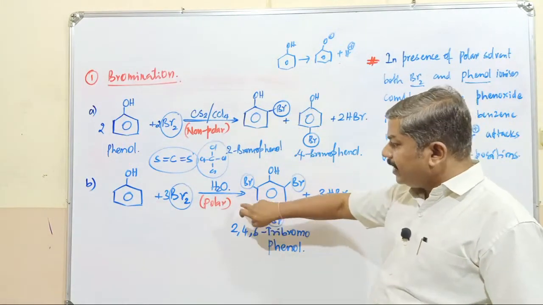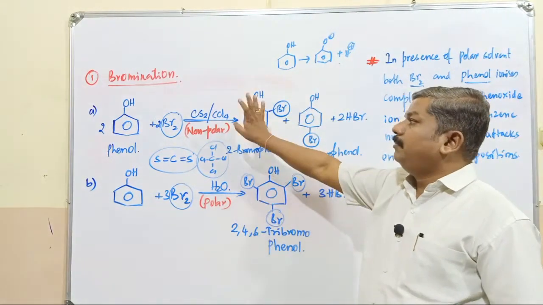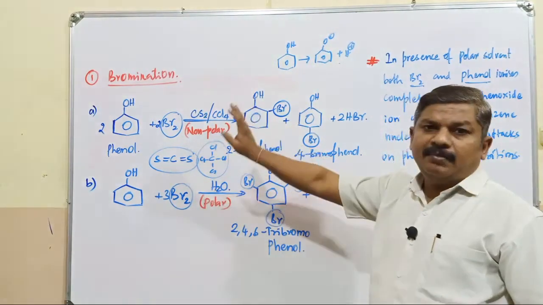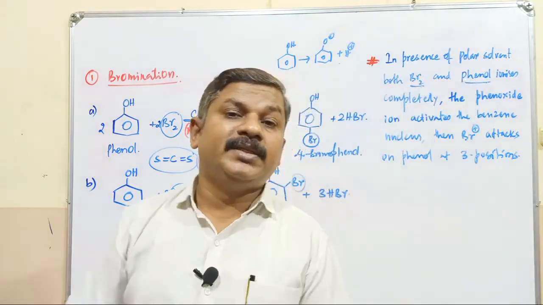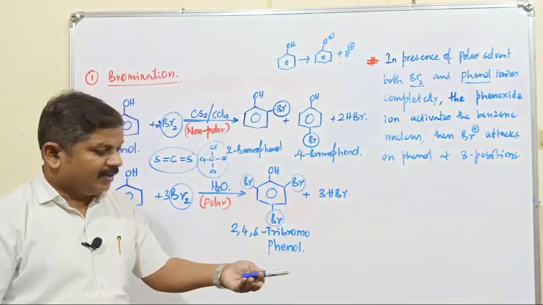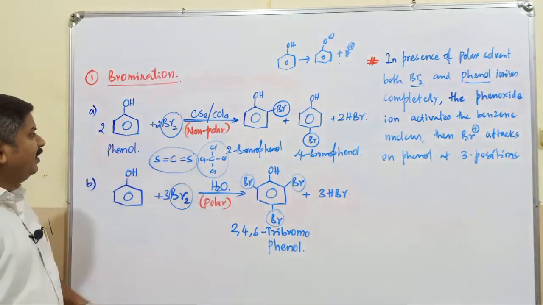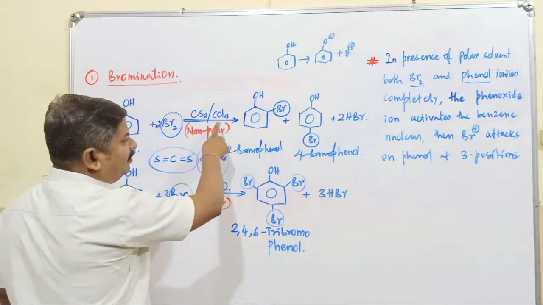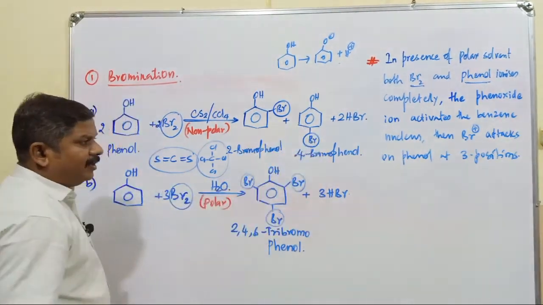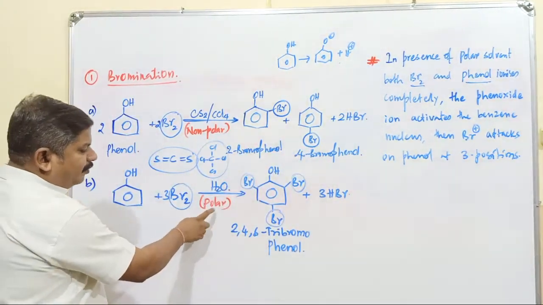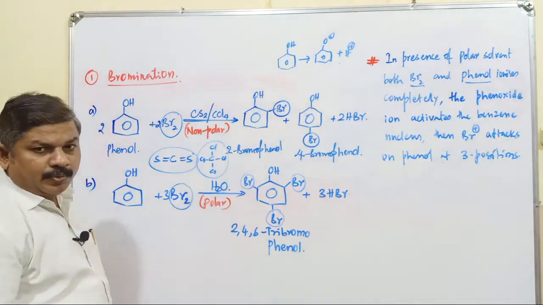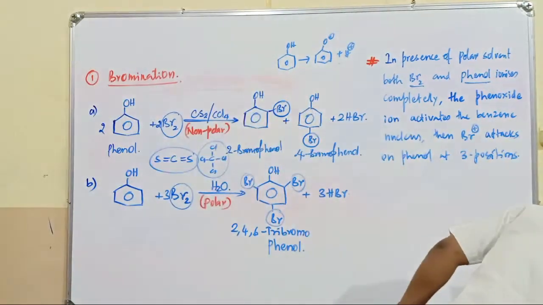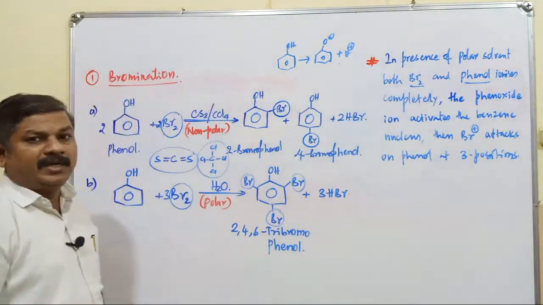kinetics, this reaction is generally faster when compared to the other reaction, because ionization takes place very easily in case of polar solvent, but the same ionization does not take place in presence of what? Non-polar solvent. That is the reaction difference between bromination of phenol compounds. In presence of non-polar solvent, it forms 2-bromophenol and 4-bromophenol, but in presence of polar solvent, the same compound gives 2,4,6-tribromophenol. This is the difference between these two bromination reactions.